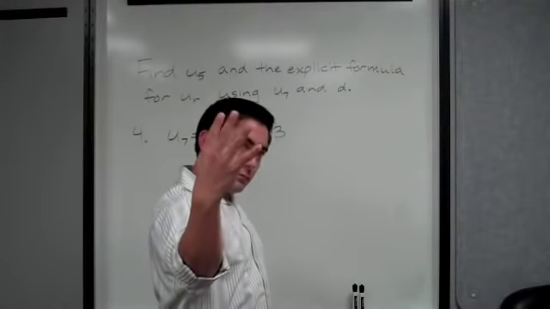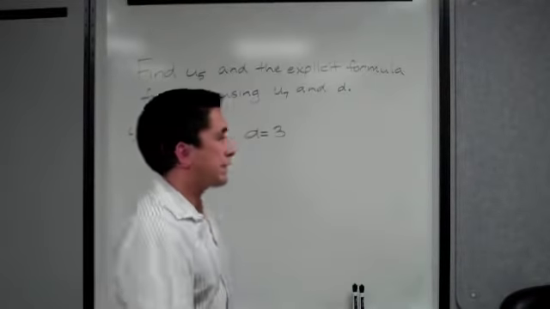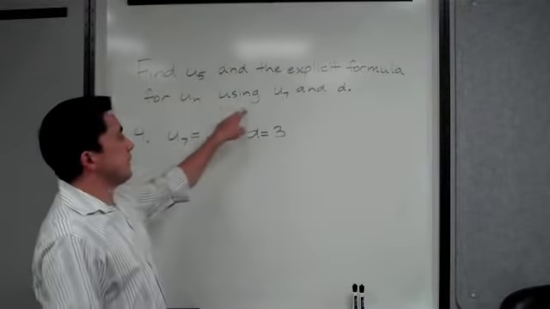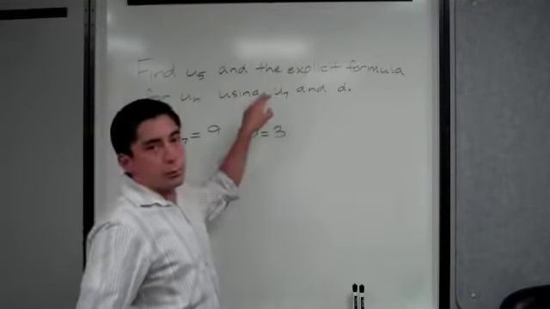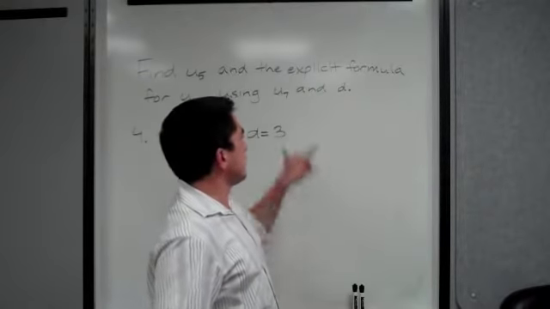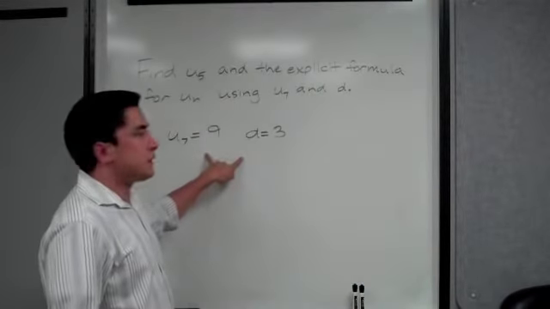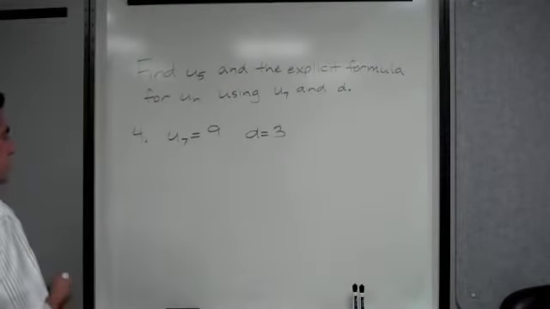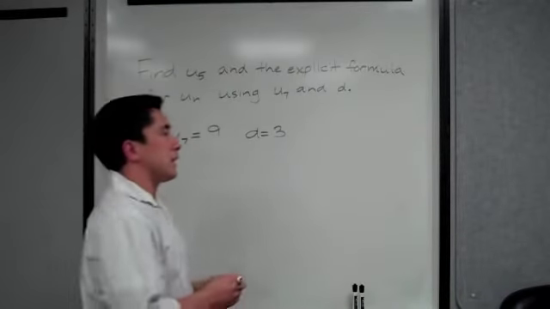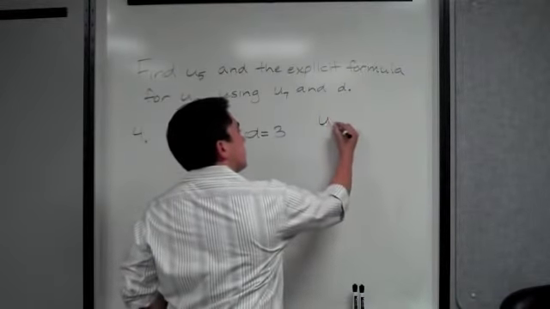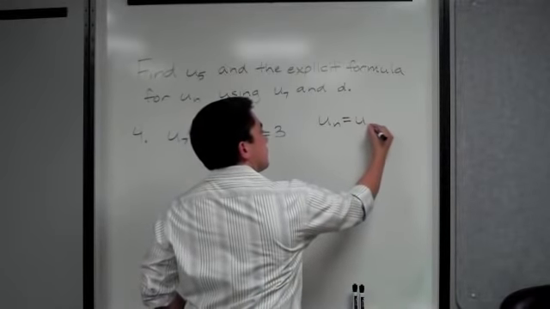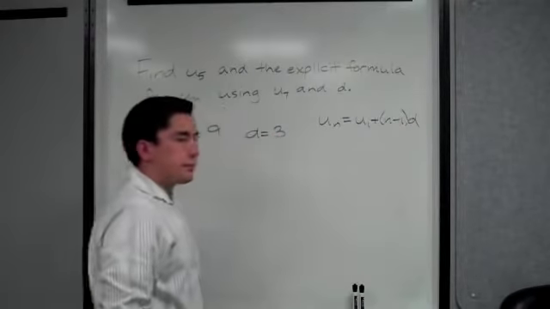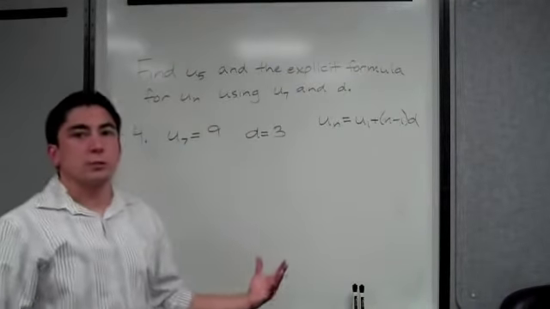Example 4, okay, we are asked to find u sub 5 and the explicit formula for u sub n using the information given, which will be u sub 7 and d. So we have to use these 2 bits of information to find u sub 5 and the explicit formula. Okay. Now, we're not asked to find the sum, so we know we're going to use u sub n is equal to u sub 1 plus n minus 1 d. Okay? Now the problem is we don't know what u sub 1 is.